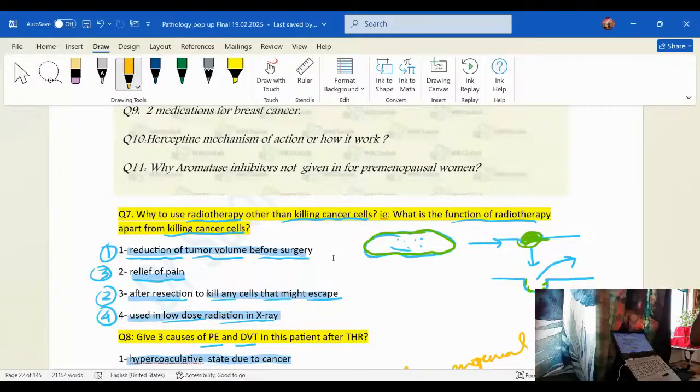It is used after resection to kill any cell that might escape, in low dose radiation in X-ray. Before surgery, it reduces the size of the tumor. After surgery, if there is any remaining cancer cell, radiotherapy can kill those cells and relieve the pain, using low dose radiation in X-ray.